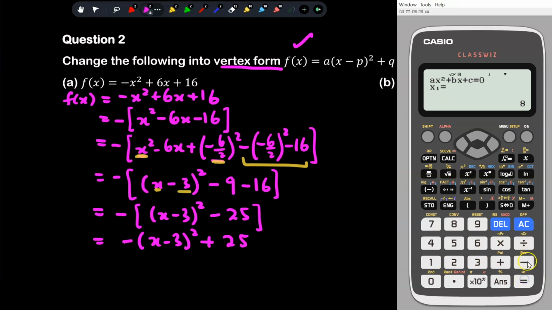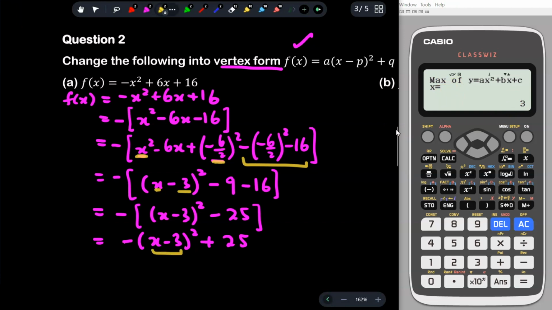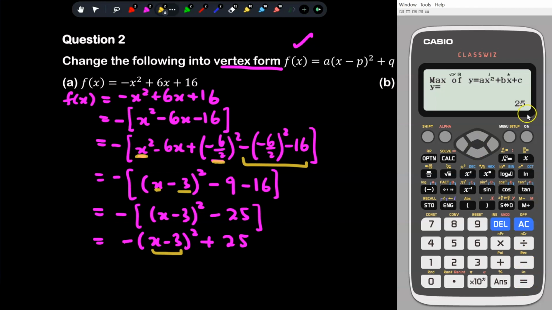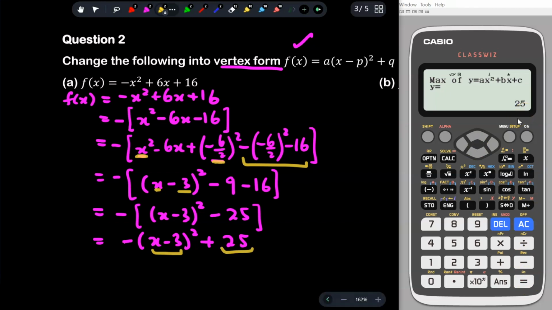Okay, so we have this. These are the roots. x, 8 and negative 2 are the roots, but we don't want the roots. We want to know what is the maximum point. So the maximum point here is 3, and you see here inside the bracket is x minus 3, right? So x minus 3 equals to 0, so x equals to 3, so it's correct. And then we look at what is the y value. So press equals again, we get 25. Yes, we get 25 here.